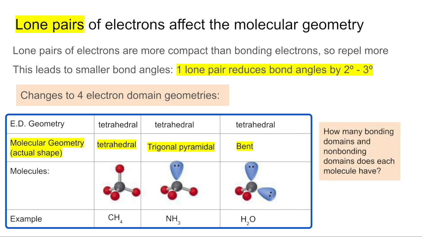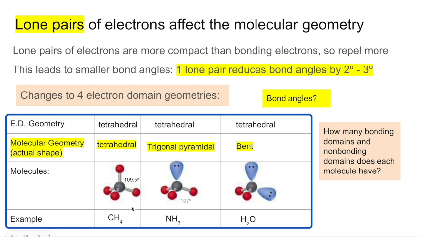So if I said to you how many bonding domains and non-bonding domains does each of these molecules have, well, you can tell me that the tetrahedral has 4 electron domains and they're all bonding domains. The middle one has 4 electron domains, but it has 3 bonding and 1 non-bonding. And then the last one has 2 bonding and 2 non-bonding. Even though it has 4 electron domains, it's not a tetrahedral unless all the electrons are in bonds. It's considered bent.